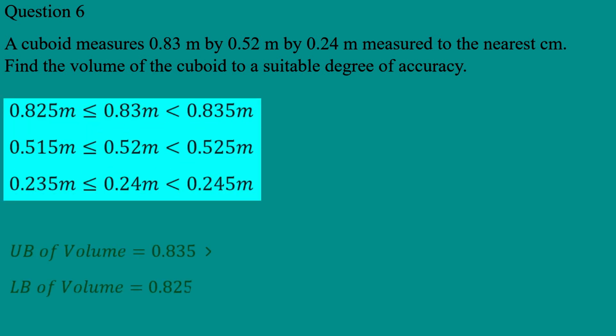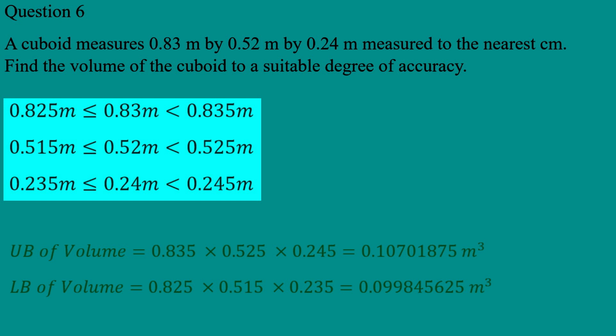The upper bound for the volume is calculated by multiplying all the upper bounds of the measurements together, and the lower bound by multiplying all the lower bounds together. Let's use the values from the error intervals to calculate an upper and lower bound for the volume so that we can compare the values. Can you see that both the upper and lower bound for the volume round to 0.1 meters cubed to 1 decimal place, or 1 significant figure? Hence, the volume is 0.1 meters cubed to 1 decimal place or 1 significant figure.